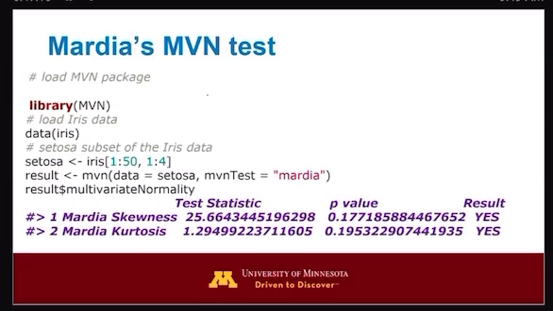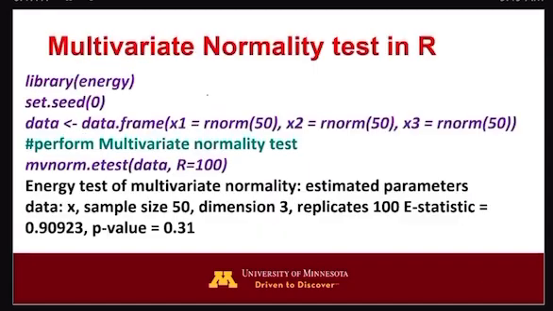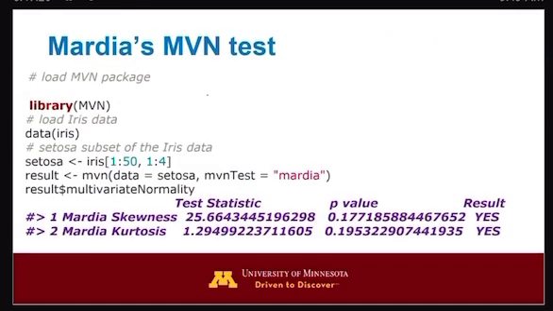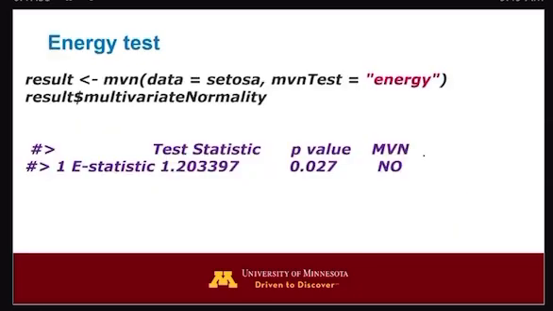Now, there's something I need you to see here. I conducted a Madia test on the Iris data, and the result came positive that the distribution is normal. Then I decided to use the energy test. But in the energy test, it said no. Now there's a conflict. It's just like having judges giving conflicting judgments. The question is, which one are we going to go with?